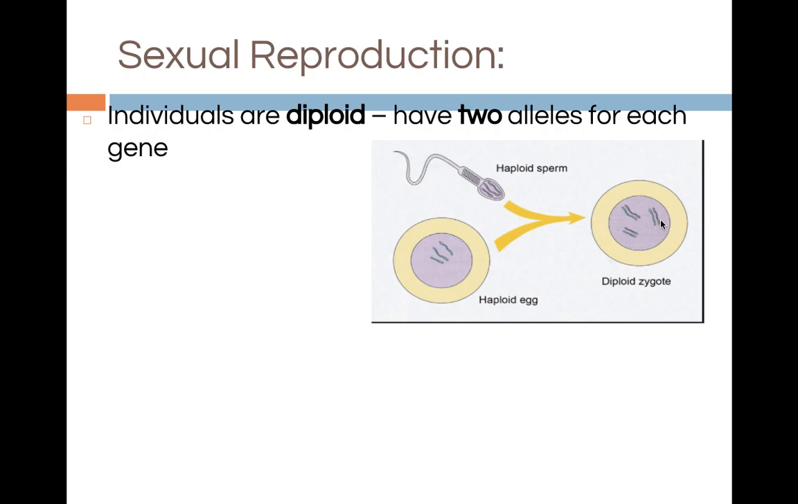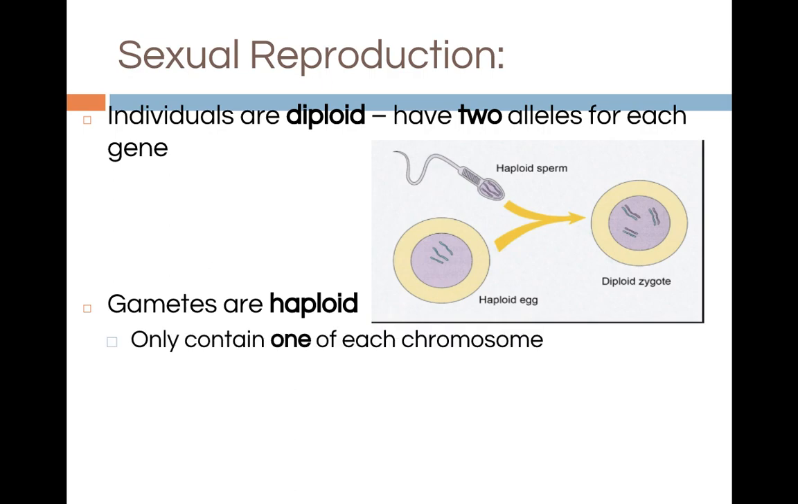So this is just review. Individuals are diploid. You are diploid in every single one of your cells except for your eggs and your sperm. So you have two alleles for each gene because you have two parents. The gametes then, as shown in the diagram, are haploid because each parent needs to contribute half of the genetic material.